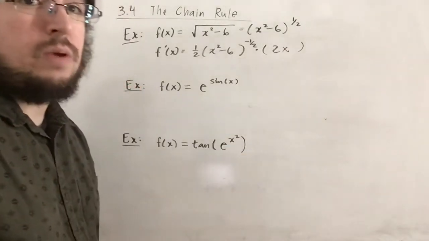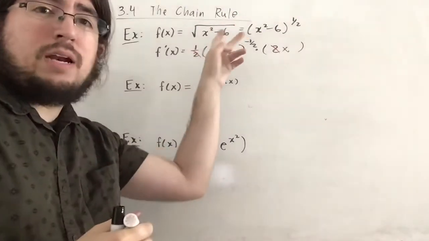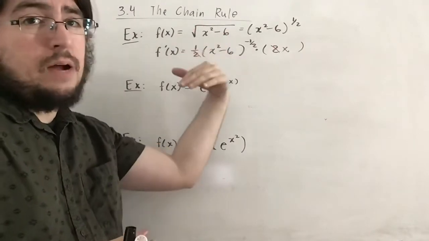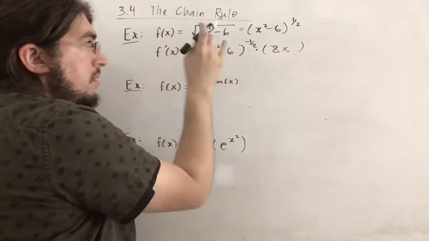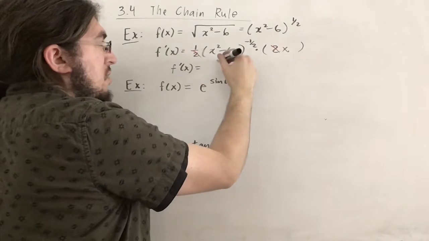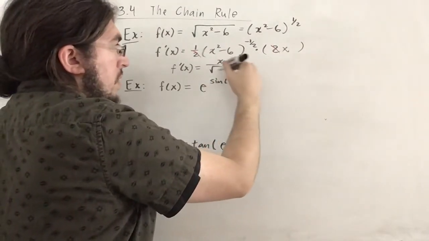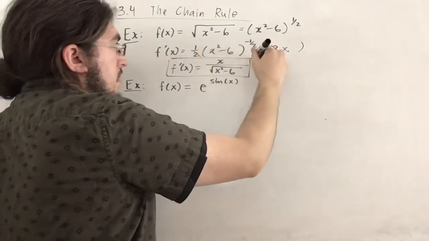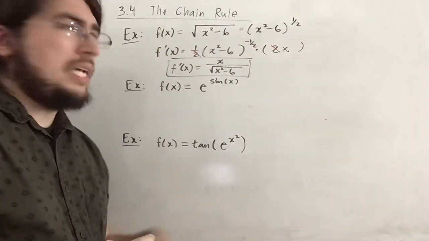And notice in this case, we have cancellation of 2's, here and here. And since it's negative 1/2 power, since the power is negative, it's really in the denominator, and 1/2 means radical. So we actually have this as a radical in the denominator. So in total, we have f prime of x is equal to x, over the square root of x squared minus 6. Perfect. Great.